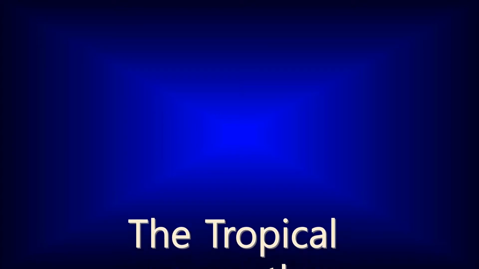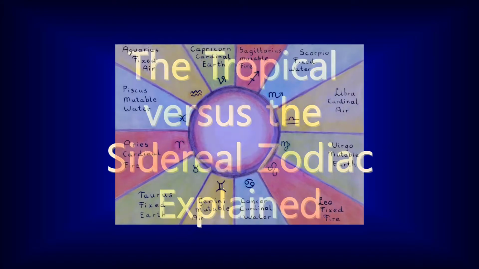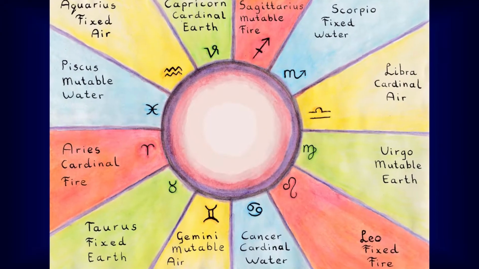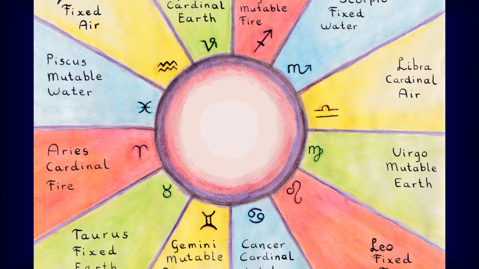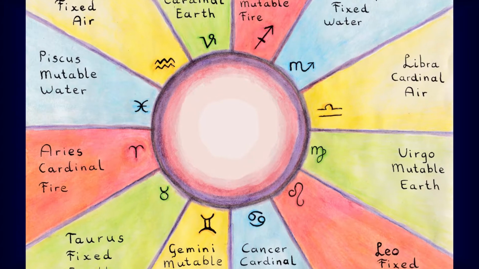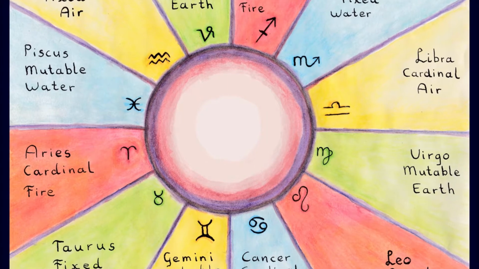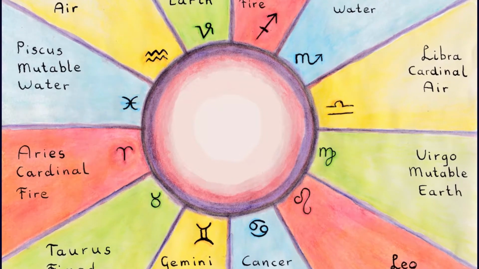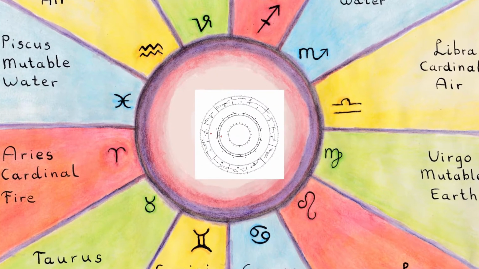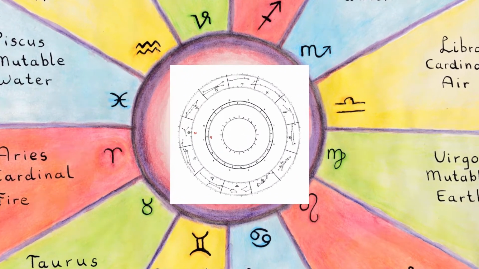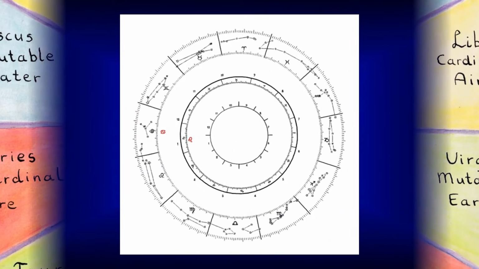The tropical versus the sidereal explained in a simple way. The zodiac as we know it does not go inside with the sidereal, and I will show you. But what is it actually that we are looking at in the zodiac? We know them as our birth signs, like Aries, Taurus, Gemini, Cancer, Leo, Virgo, Libra, and so forth. If we look at the sky, then we see that it is not that constellation. So what is it then that we are looking at?